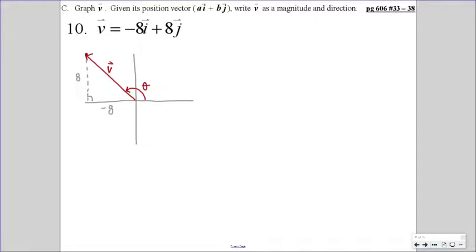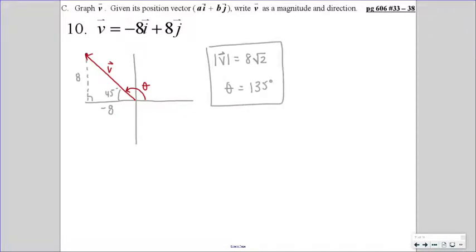Now, a couple things. The sides here are the same in this right triangle, which means this is a 45, 45, 90-degree triangle. So really quickly, the magnitude of this vector, remember we write magnitude inside absolute values, is just 8 root 2 from 45, 45, 90. You could also use Pythagorean theorem there. And then also, we can quickly solve for theta. That's just 180 minus 45, or 135 degrees. There you go, magnitude and direction.